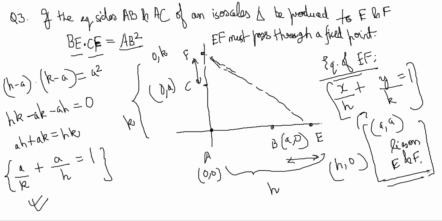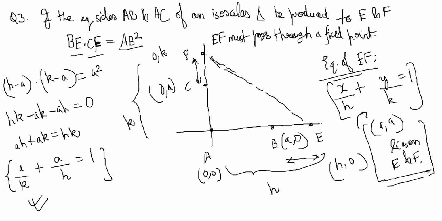Then we have been given a condition, B into CF is equal to AB square. That just helps you prove that finally A by H plus A by K is equal to 1, where A comma A is the fixed point. This is the third one.